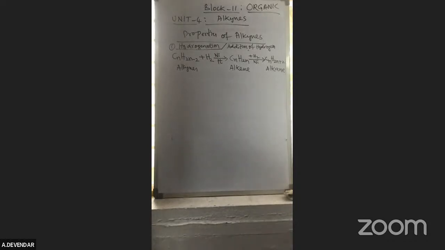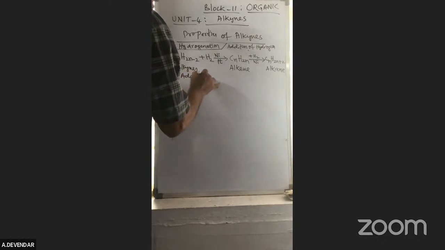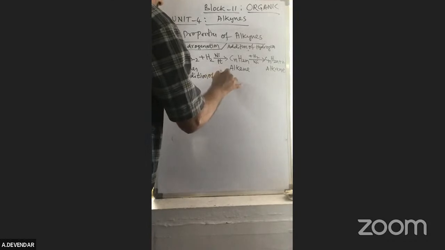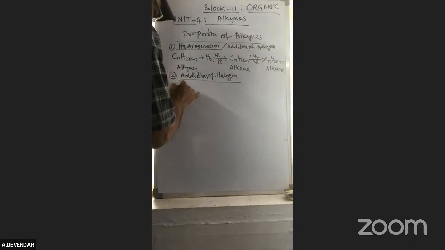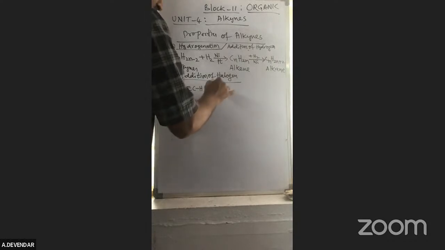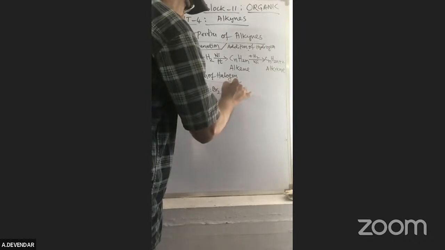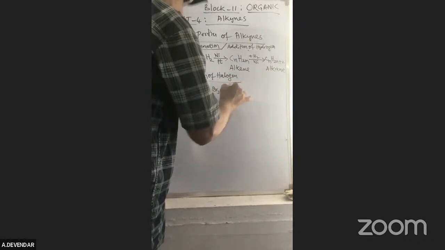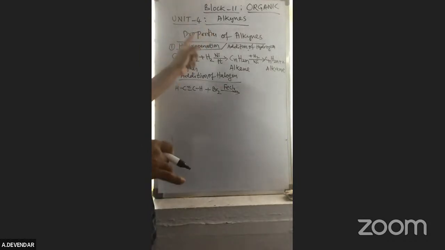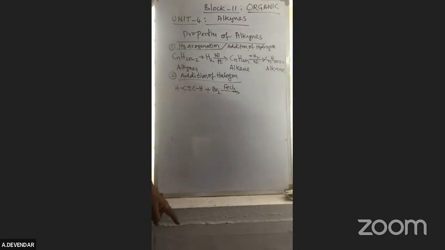Next, the second general method is addition of halogens. Now I am taking acetylene gas. Halogens means I am taking bromine in the presence of ferric chloride. You can remember this reagent, very important here. In organic reactions, reagents are very important. Here, ferric chloride. Previously, in dehydrohalogenation, you used alcoholic potassium hydroxide.